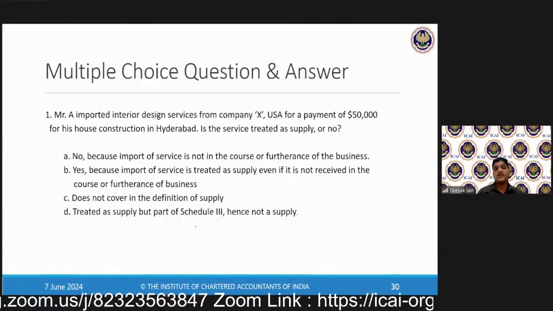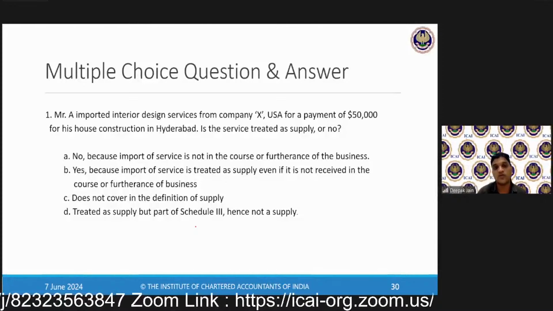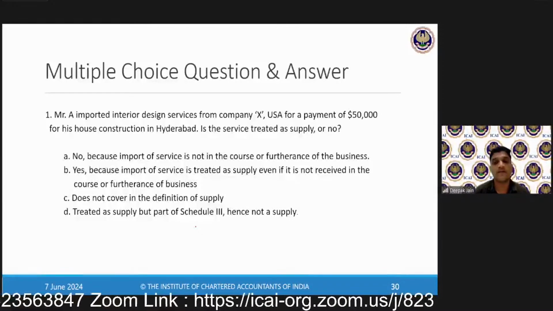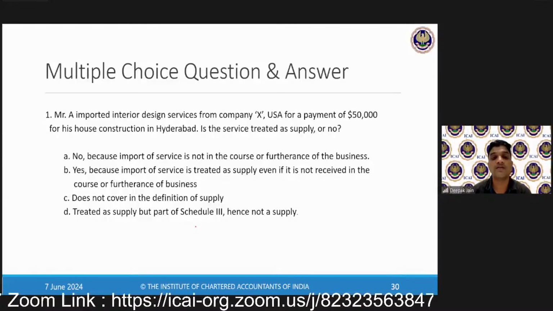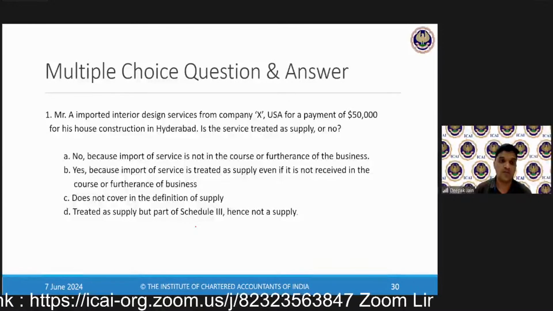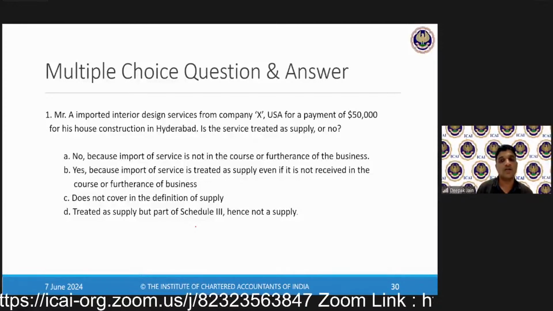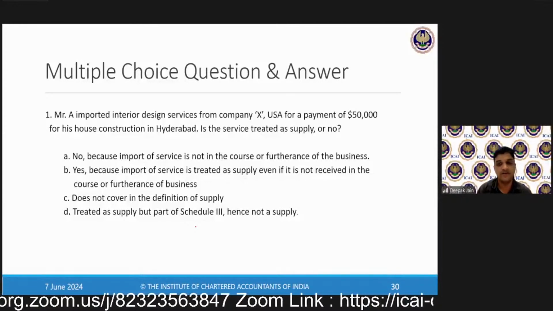Mr. A has imported interior design services from company X, who is in USA, for a payment of 50,000 pounds for his house construction in Hyderabad. Is the service treated as supply or no? What is the answer, do you think? No, yes, does not cover, treated as supply, various options.